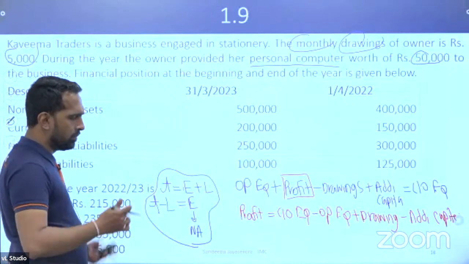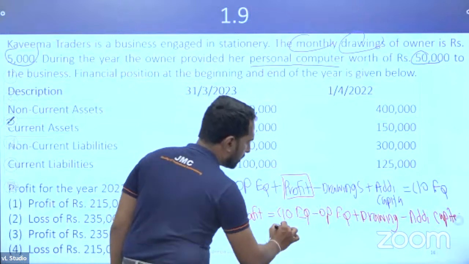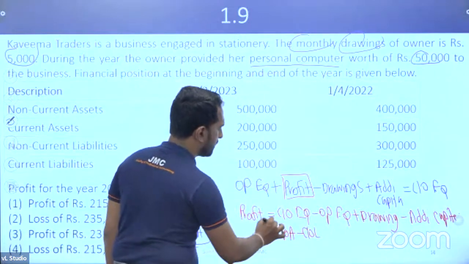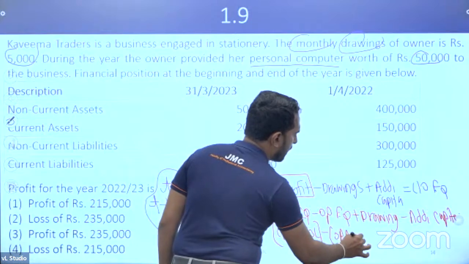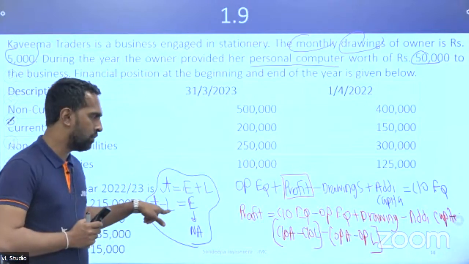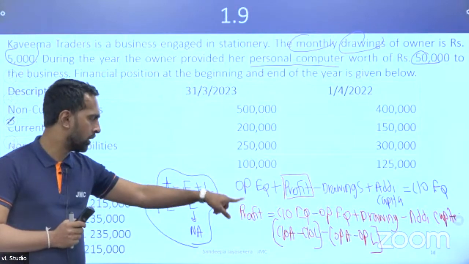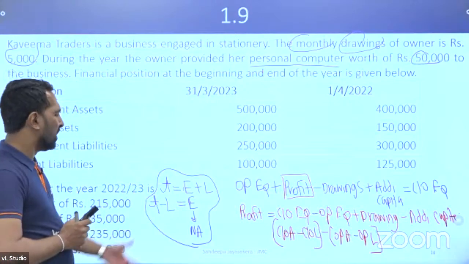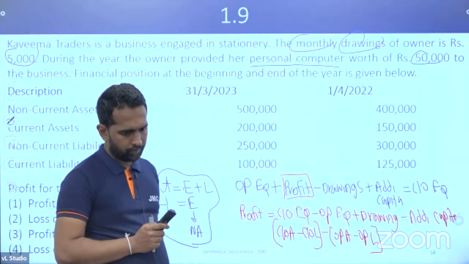And you know that equity is asset minus liability. So closing equity is closing assets minus closing liabilities, and opening equity is opening assets minus opening liabilities. We are going to use this idea to work out this question.